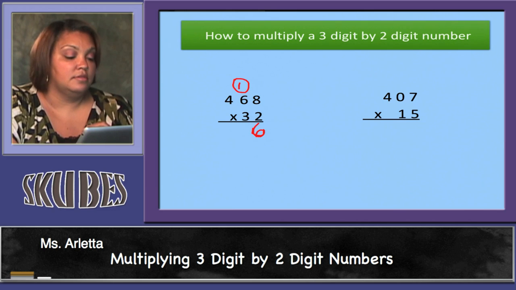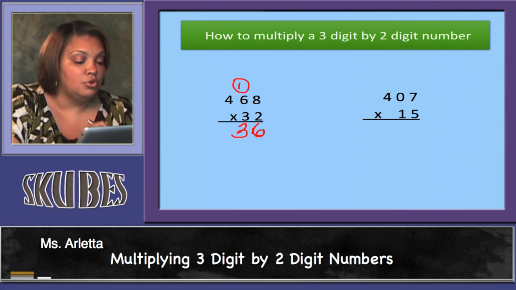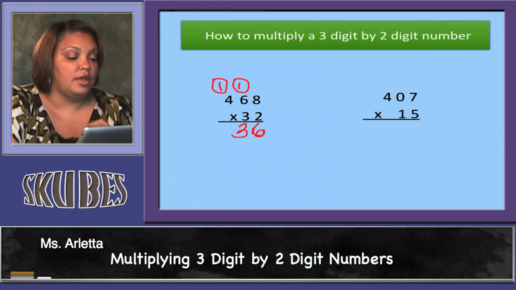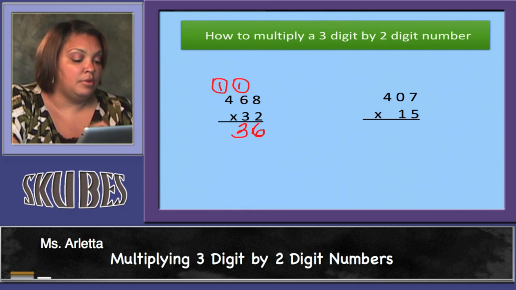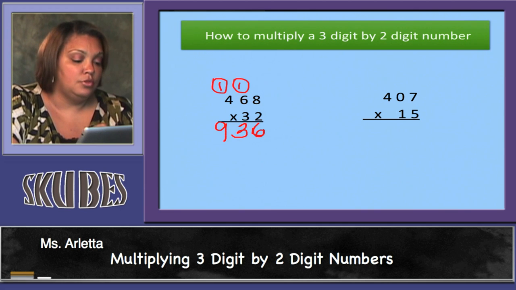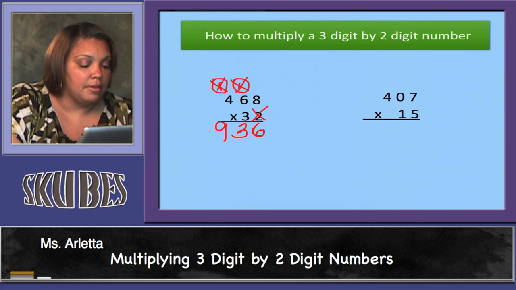2 times 6 is 12, plus the 1 makes 13. You'll write your 3 and carry your 1. 2 times 4 is 8, plus the 1 makes 9. You have multiplied everything by 2, the 8, the 6, and the 4. So we're going to clean up the house here and make Mama happy.